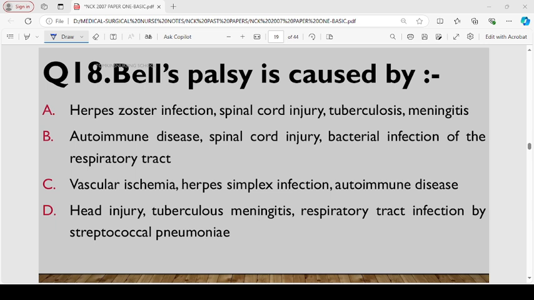Autoimmune diseases, spinal cord, bacterial infection of the respiratory tract, right? Spinal cord injuries and respiratory infection are not causes of Bell's palsy. Option D, we have head injury, tuberculous meningitis, respiratory tract infection by Streptococcus pneumoniae. None of this is related to Bell's palsy, right? So the correct answer is option C, vascular ischemia, herpes simplex infection, and autoimmune infection, right? Option C.